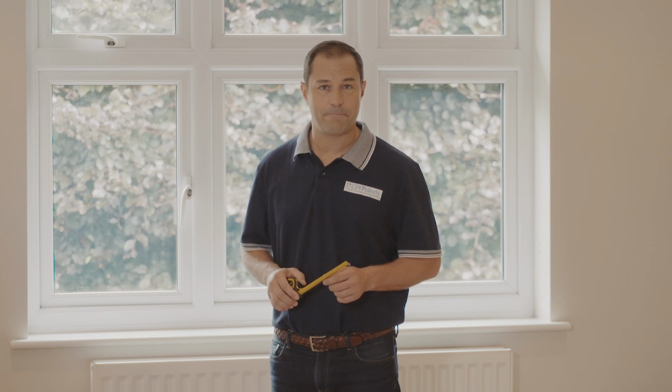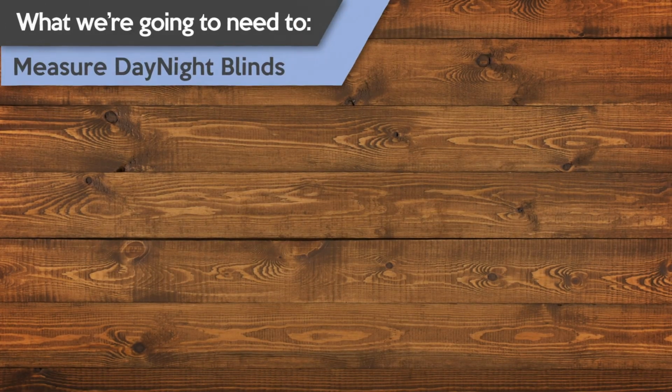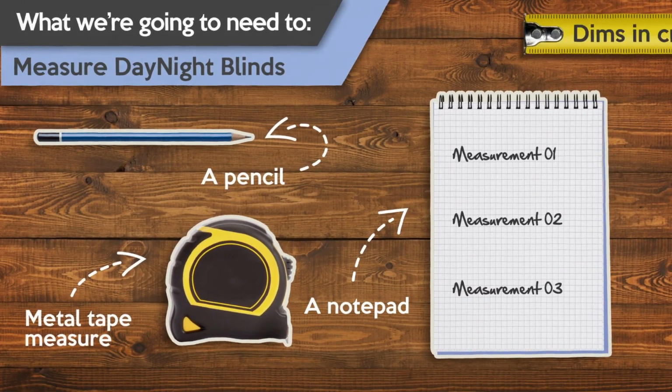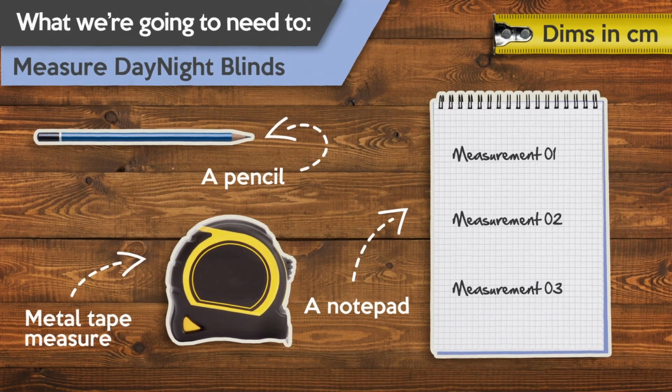And once you have your measurements saved, swapping or personalising these blinds can be a great way to freshen up a room style throughout the year. So let's get started and take a look at what you're going to need to measure this window. To measure for your day-night blind, you're going to need a metal tape measure, a pencil and a pad. And throughout this video, we'll be referring to all measurements in centimetres.